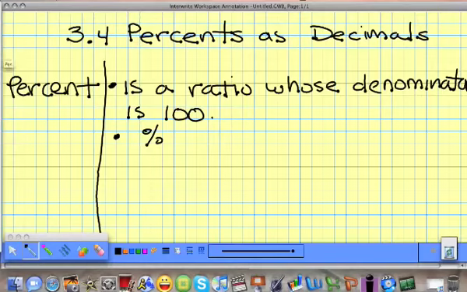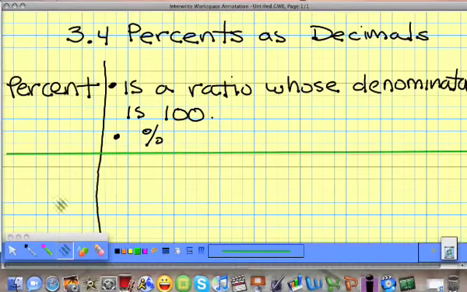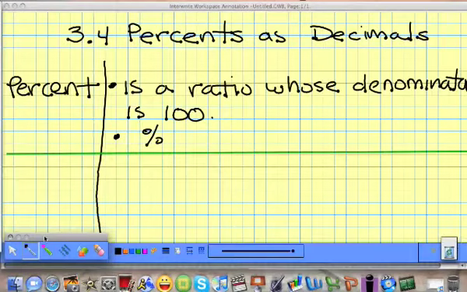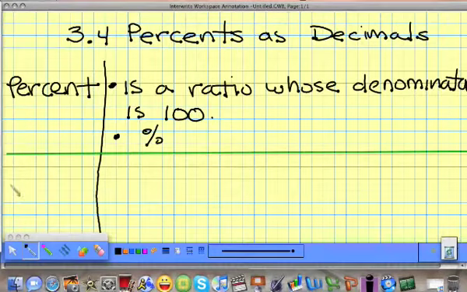Alrighty, so we're going to go ahead and draw a line in our Cornell notes, breaking up this section. And we're going to go ahead and talk about writing a percent as a decimal. So percent into decimal.